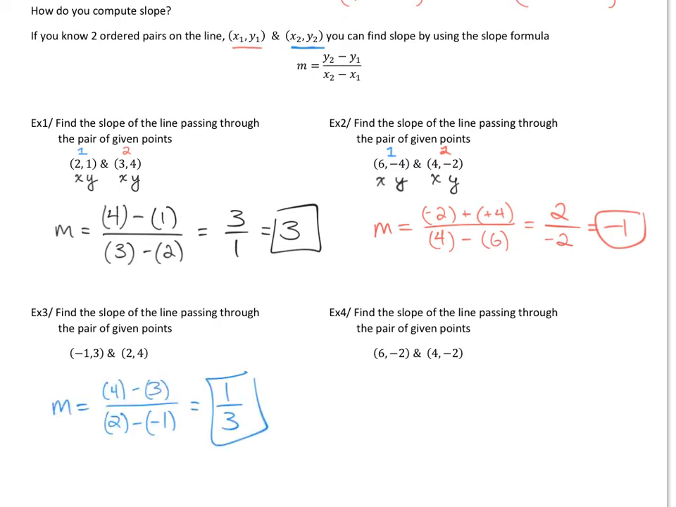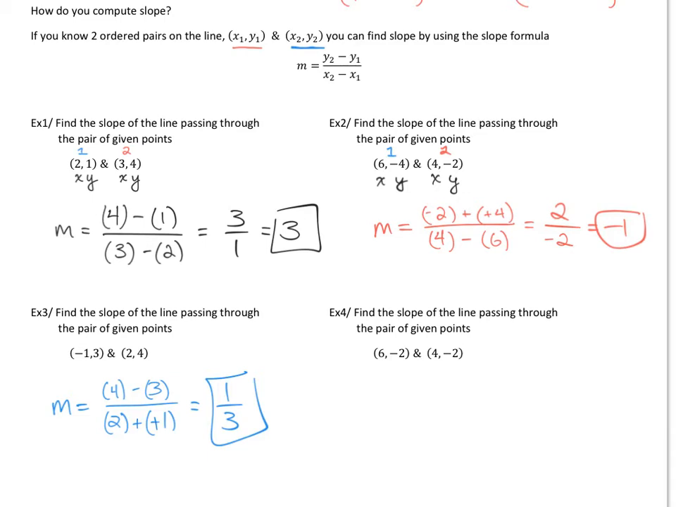Hopefully you are getting this for your answer. The slope is y2, which is 4, minus y1, which is 3, over x2, which is 2, minus x1, which is negative 1. This creates another subtracting a negative, or addition, so you get a slope of 1 over 3.